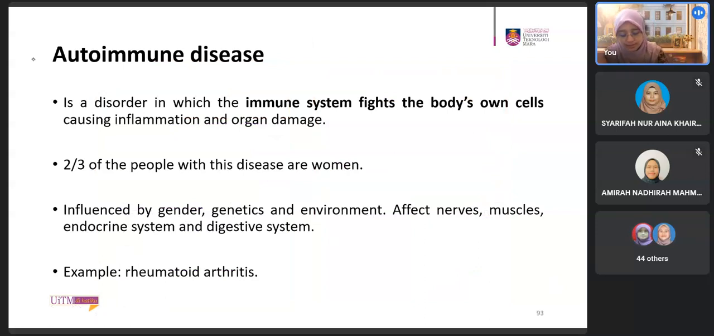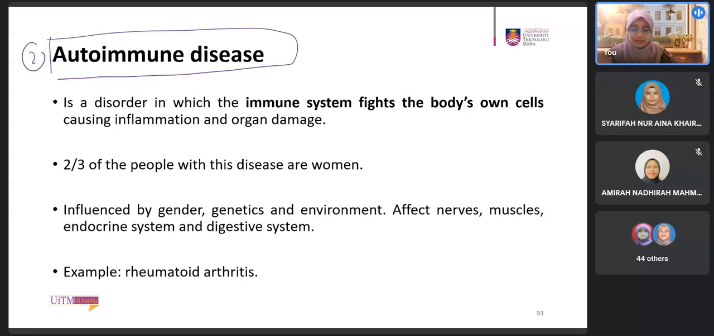Okay, so the next type of imbalance in the immune system is autoimmune disease. It is a disorder in which the immune system fights the body's own cells. It attacks self antigen, causing inflammation and organ damage. An example of a disease that causes organ damage is lupus, where the immune system attacks your body cells, your body organs, tissues, causing inflammation and also organ damage.